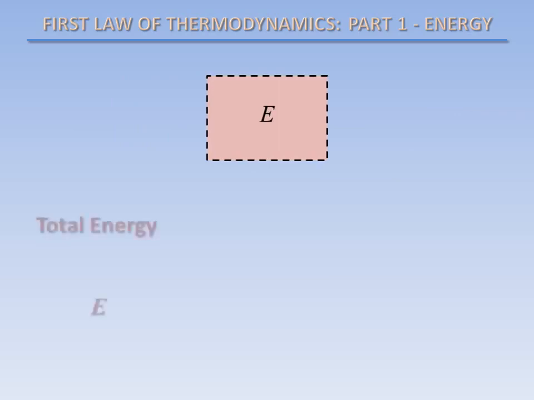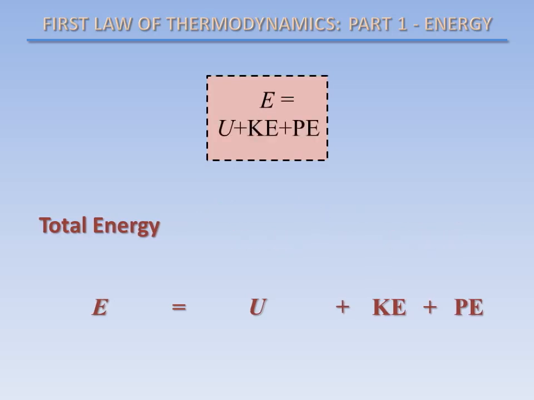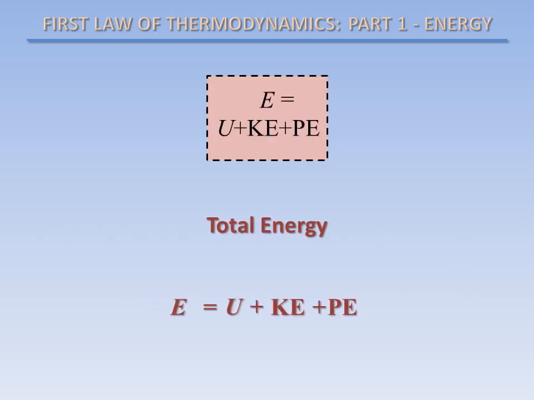The total energy contained in our system, then, is the sum of all of the microscopic forms of energy, which is called the internal energy of the system, and the macroscopic forms of energy, which include the kinetic energy and the potential energy of the system. This is our definition of the total energy contained within a system that we will use to develop a mathematical expression of the first law of thermodynamics.